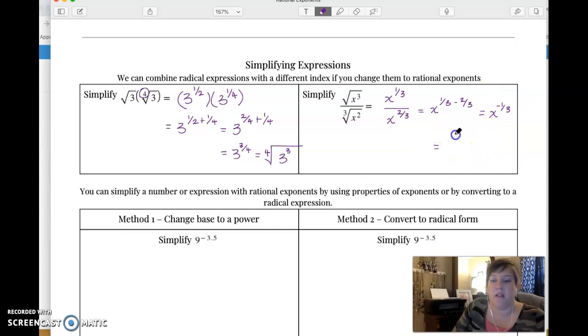And if I have a negative exponent, we can rewrite that in the denominator. 1 times the cube root of x. If we didn't, because we don't typically want a radical in the denominator, we can also rationalize with these.